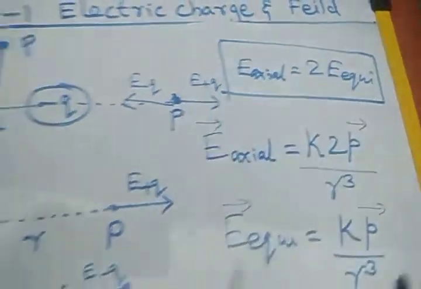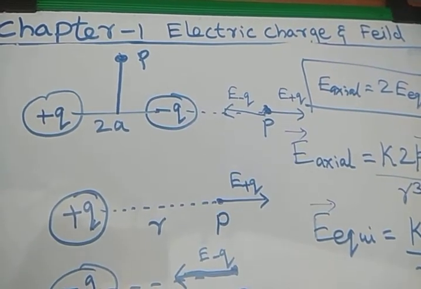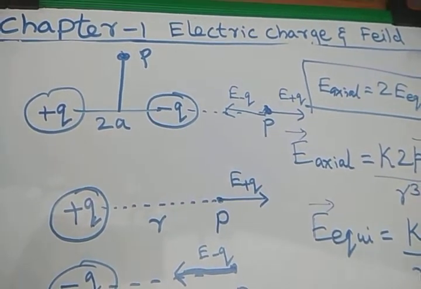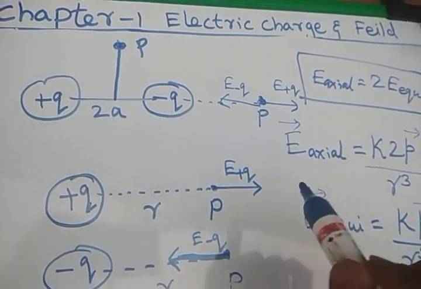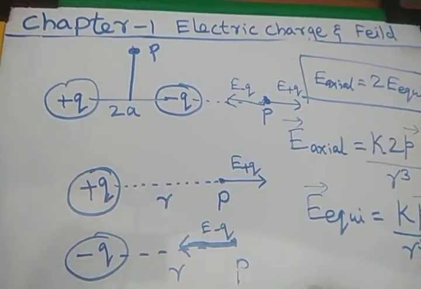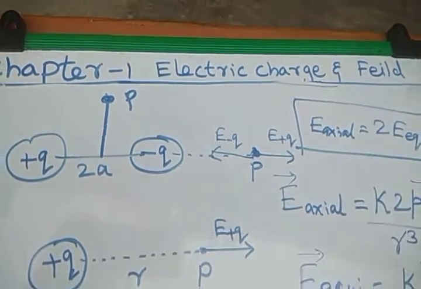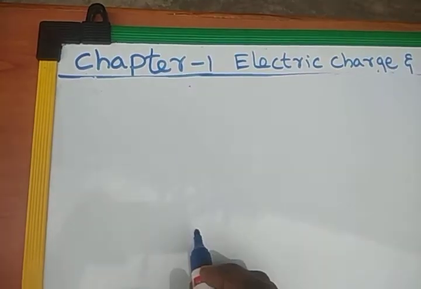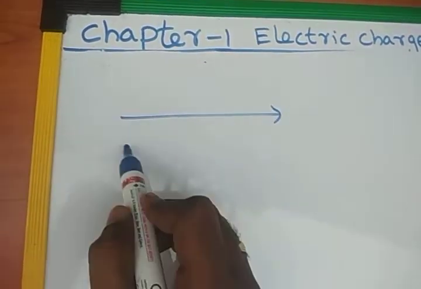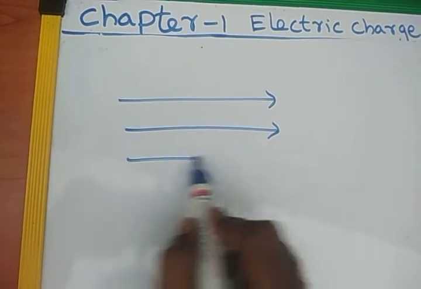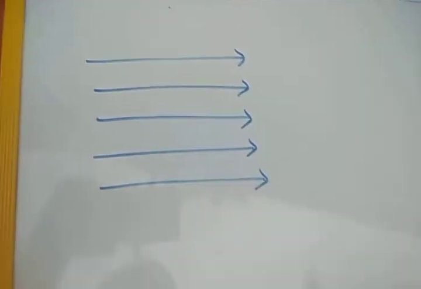Dear students, we have learned what a Coulomb force is, what the electric field is, and what the electric dipole and electric dipole moment are. What is the electric field along the axial and equatorial point for the electric dipole? So very simple, we took the electric charge and studied something about the electric field. Now we are going to see what will happen when the electric dipole is placed in an external electric field. That external electric field is a uniform electric field.